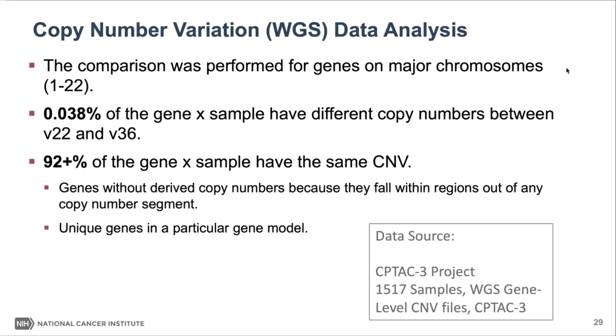And the reason that doesn't add up to 100% is that some genes didn't have derived copy numbers because they fall within regions that don't have a copy number segment. And some genes weren't in one gene model or the other. So those fell out of this comparison. And this data source was also the CPTAC-3 projects using 1,500 samples and the whole genome sequencing CNV files. And I believe that was ASCAD.